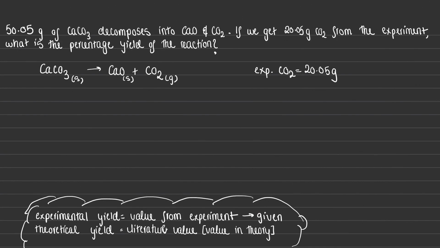So we know that we did an experiment with 50.05 grams of calcium carbonate, and we know that we got from the experiment 20.05 grams of carbon dioxide. So we can say that the experimental yield for carbon dioxide is 20.05 grams. Yield is just what we get after the experiment. So after the experiment, we get 20.05 grams of carbon dioxide.